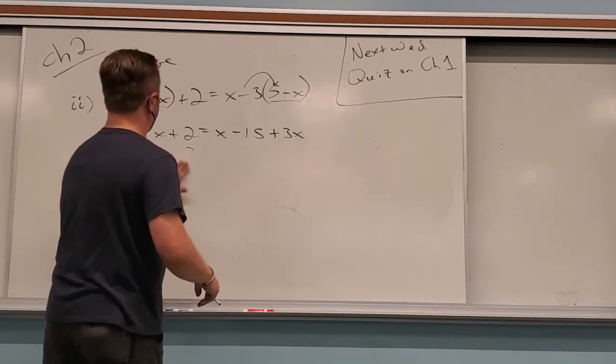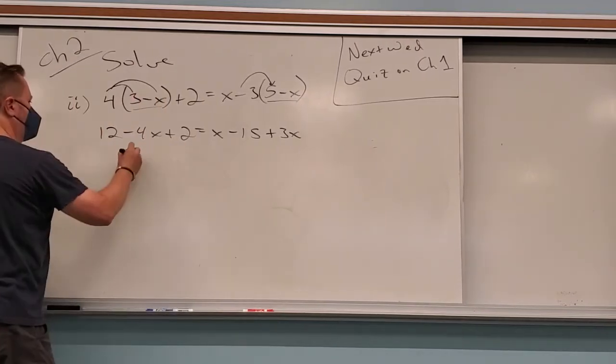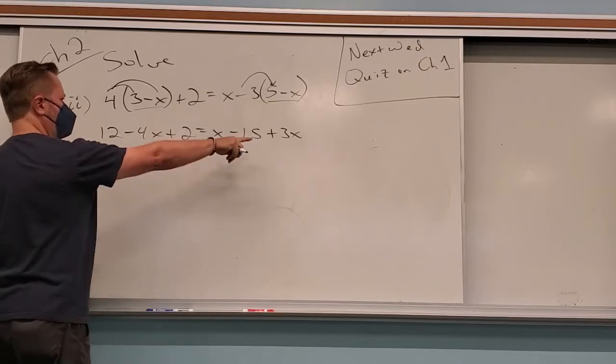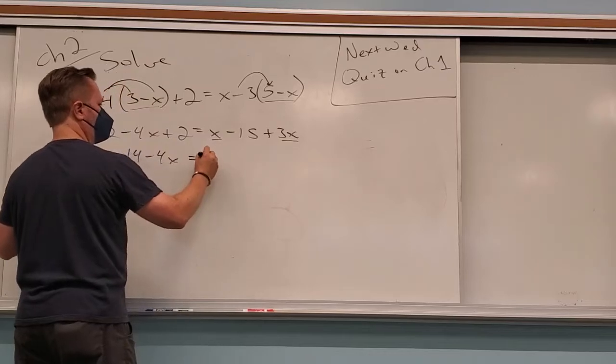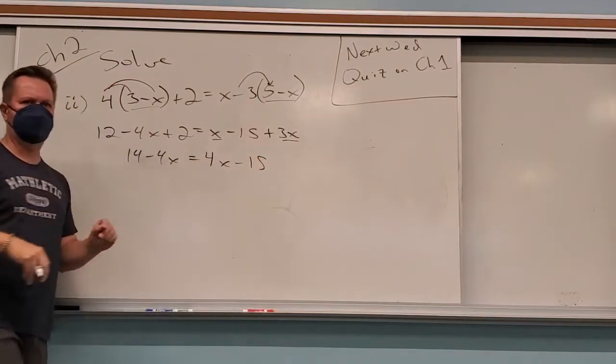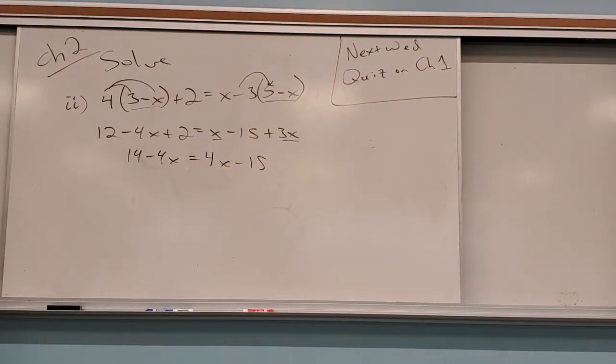Okay. 12 and 2, 14. Over there? Negative 15 plus 4x. Okay, I like it. Or like this, either way. Okay, and now it looks just like the earlier problem.